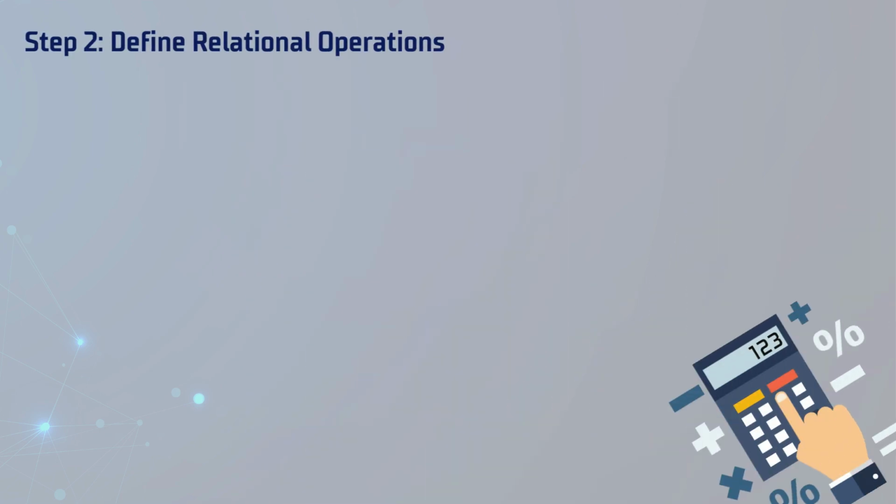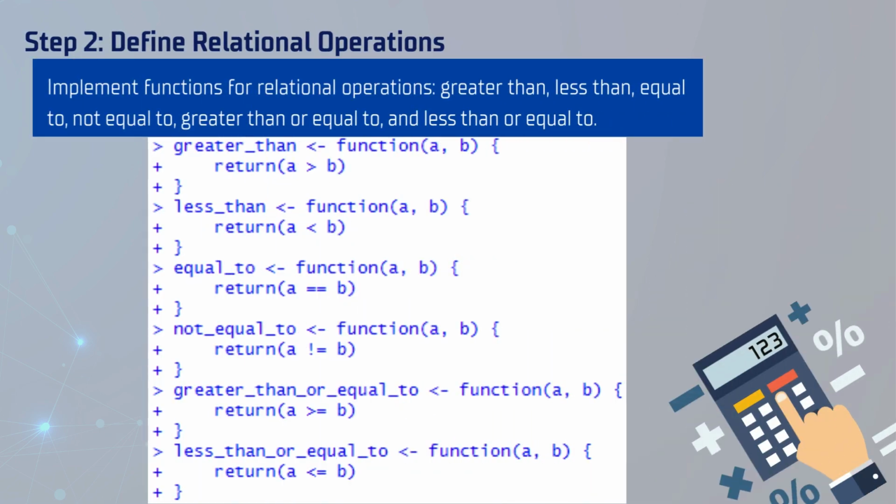Step 2. Define relational operations. Implement functions for relational operations: greater than, less than, equal to, not equal to, greater than or equal to, and less than or equal to.